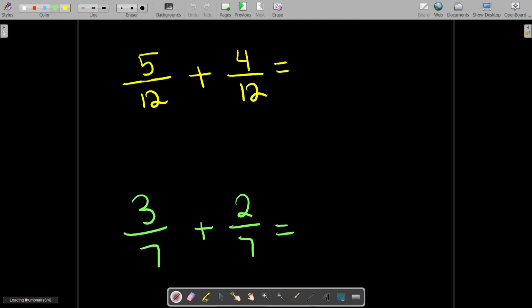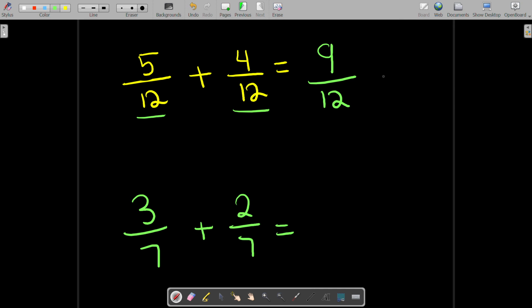Question number 2 says 5/12 plus 4/12. Okay, let's start off with step 1. It says check the denominators. So we can see that the denominators are the same, 12 and 12. Okay, now let's do step 2. We have 5 plus 4, which is 9. So we added the numerators. Now step 3 is to keep the denominators. So we will keep 12. And step 4 is to simplify if needed.